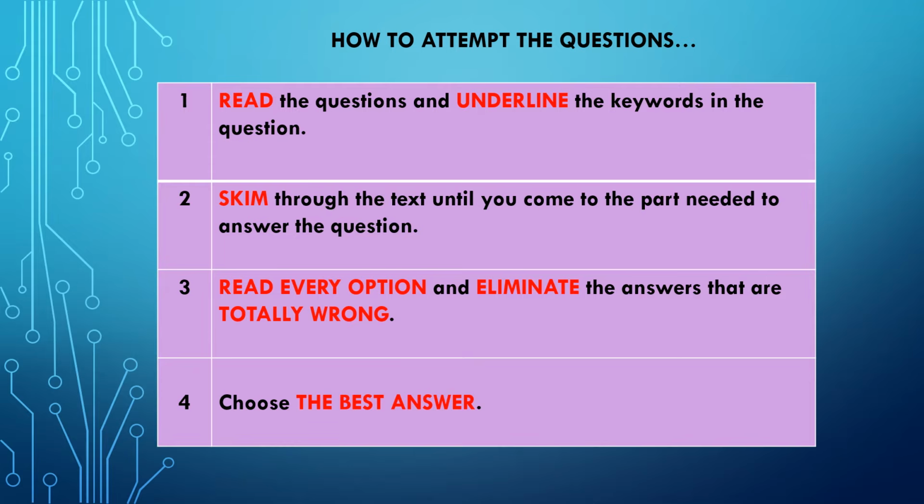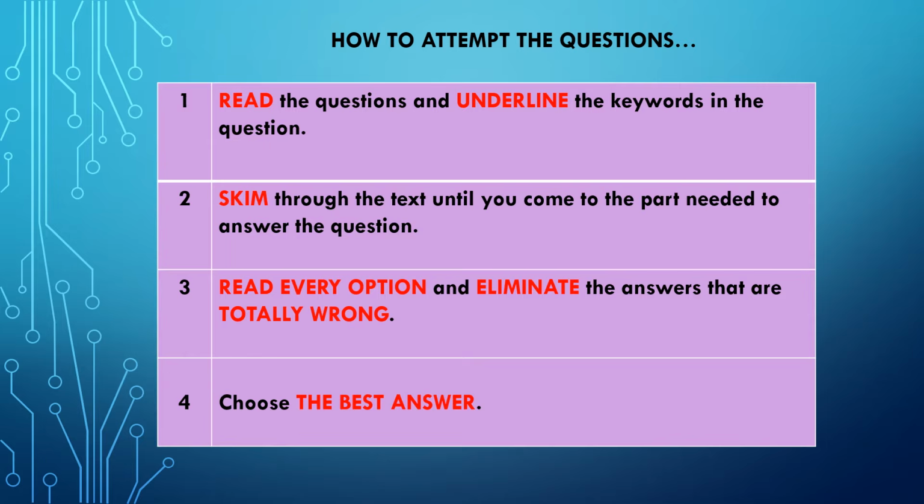Okay, next, how to attempt the questions. Actually, there are 2 ways that you can try to attempt the questions. Number 1 is the normal way of doing it. You read the passage first and then you read the questions. But you can try the other way around as well. You go through the questions and then you go back to the passage and read. Okay, so you may want to try these 2 ways and just see whichever works best for you.